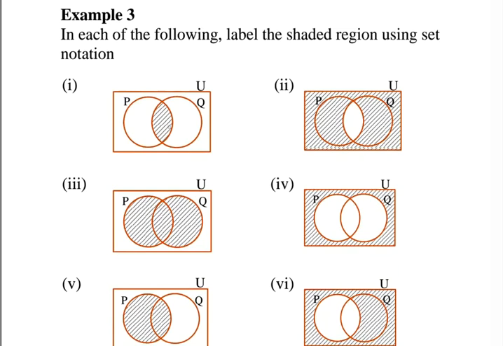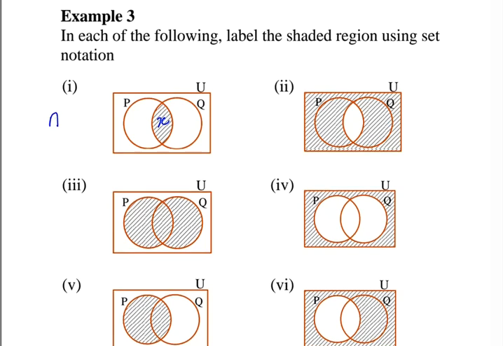All right, here, the shaded region, we can clearly see that if you're in that region, you're in P and you're in Q. If you're in both P and Q, you'd be in P intersect Q. So that region there is P intersect Q. P intersect Q is the set of all elements in the universal set which are in both P and Q.